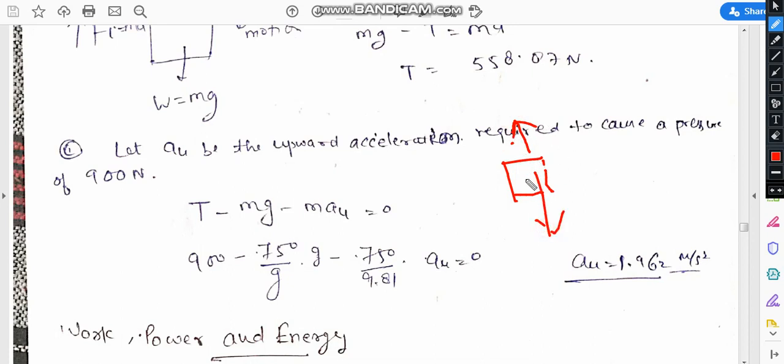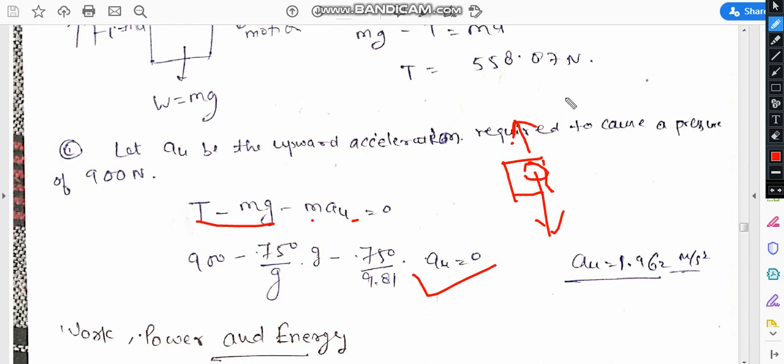Okay, so since the lift is going upward, the net force on this body is T minus mg, that is equal to m into a. Okay, so by using this equation, 900 minus 750 by g into g minus 750 by 9.81 into a equals 0, and by using this we can obtain a equals 1.962 meter per second square.